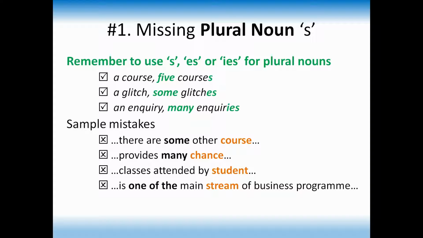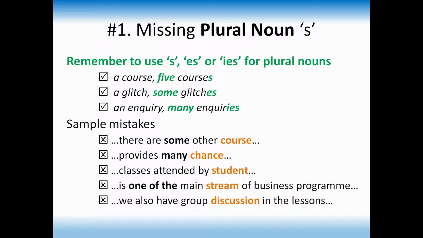Here's a tricky one though. People think that the word one means that it should be stream, but actually it's one of a group, and the group should be plural. We also have group discussion. All of these are missing the plural s.